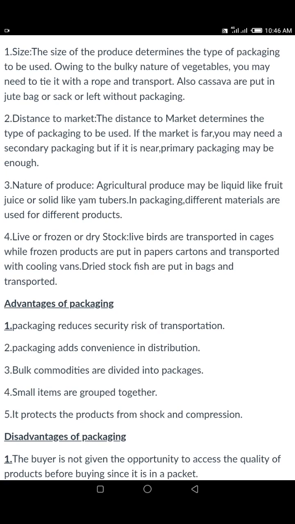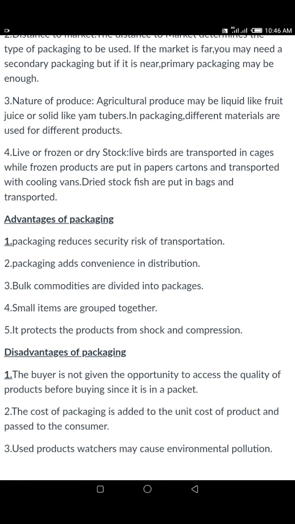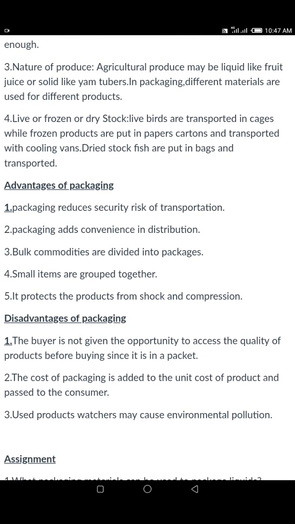We go to live, frozen, or dried stock. Live birds are transported in cages over a distance and are packed in a way that they do not die of a lack of oxygen. You have to make sure that the birds are packed in a cage where they have air coming inside before they are discharged. Frozen animals may be packed in plastic containers that can enter the deep freezer, while the dry stock are mostly put in cartons or bags.